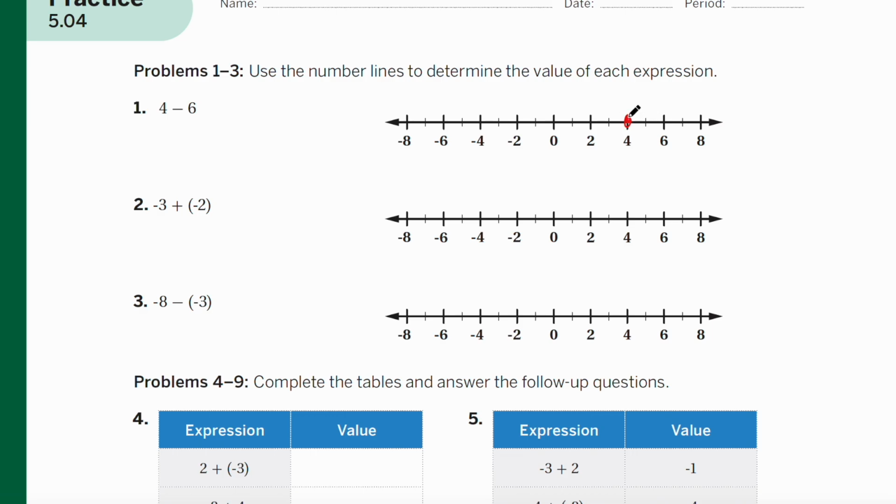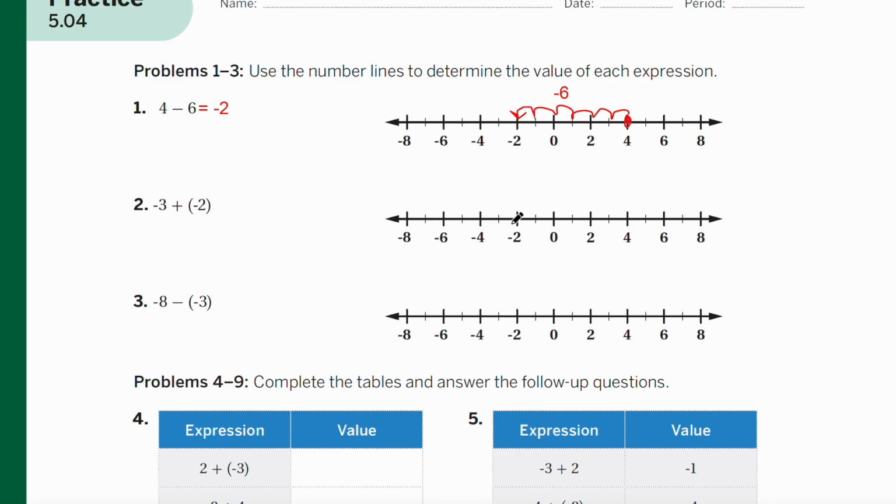So we have minus 6, so we're going to move towards the negative side. And we'll move 1, 2, 3, 4, 5, 6 spaces. I'll make sure to put an arrow on the end of my jumps here. And I can label, this was minus 6. And 4 minus 6, we ended up at negative 2. So 4 minus 6 is equal to negative 2. Let's try the next one. Negative 3 plus negative 2.